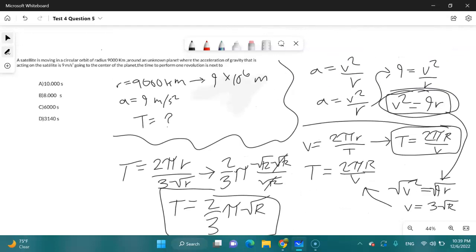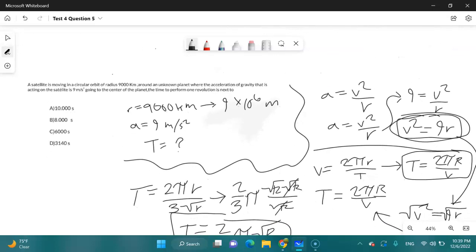So now if we move up and look at the answer choices, we know that the answer is C, 6,000 seconds to complete one revolution.